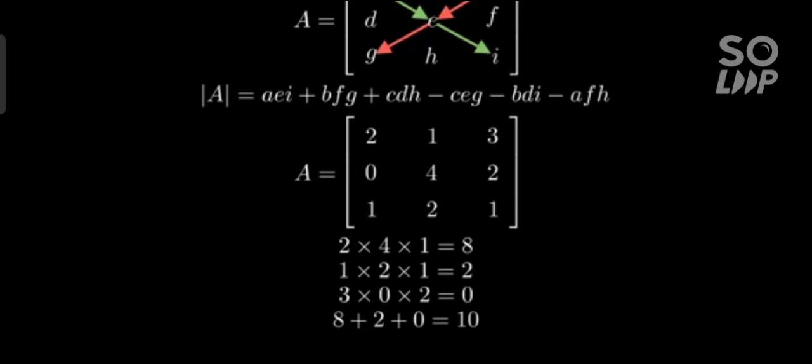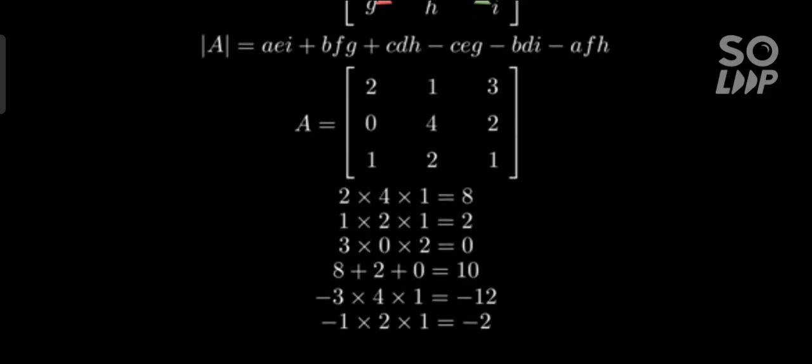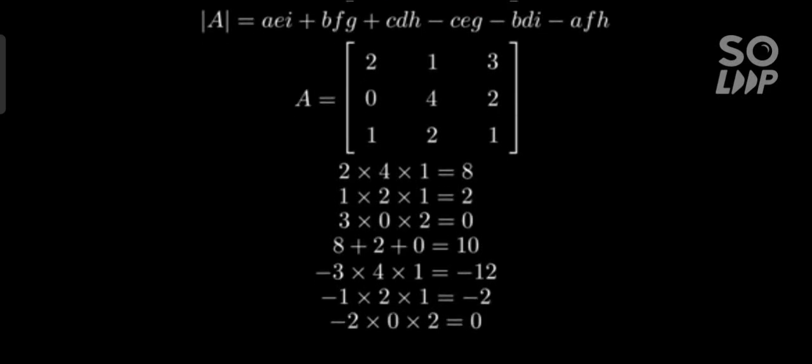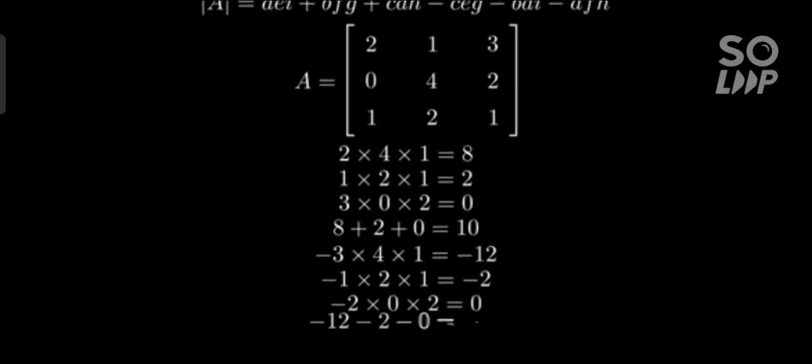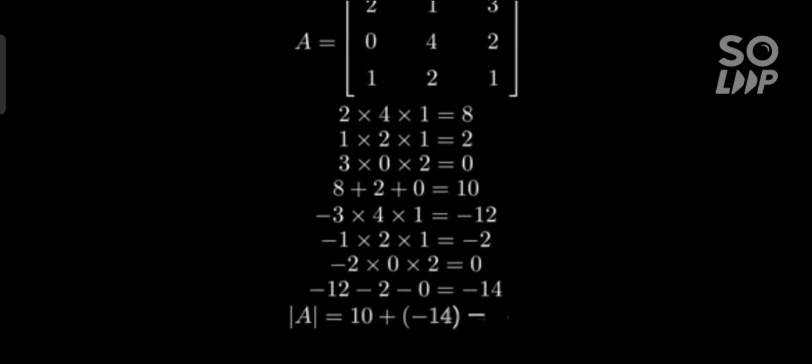Now, for the negative terms. 3 times 4 times 1 equals 12. 1 times 2 times 1 equals 2. 2 times 0 times 2 equals 0. Adding these up, negative 12 minus 2 minus 0 equals negative 14. Finally, we add the positive and negative terms together. 10 plus negative 14 equals negative 4. Therefore, the determinant of our matrix is negative 4.